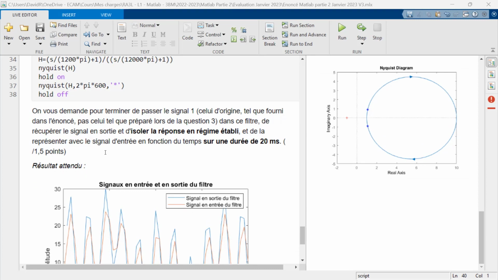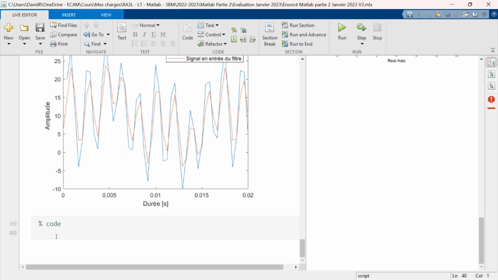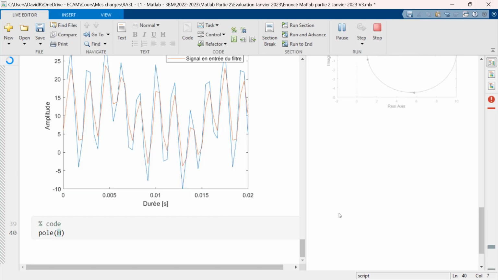de créer, et puis de récupérer la sortie du filtre quand on le stimule avec ce signal, d'isoler la réponse en régime établi et de la représenter avec le signal d'entrée en fonction du temps sur une durée de 20 millisecondes. La première chose qui m'intéresse, ça va être de pouvoir déterminer quelle est la durée du transitoire du filtre en question. Mais rappelez-vous, pour ça, il va falloir qu'on vienne récupérer les pôles et qu'on voie un petit peu ce qu'il en est au niveau des pôles de la fonction de transfert en question.